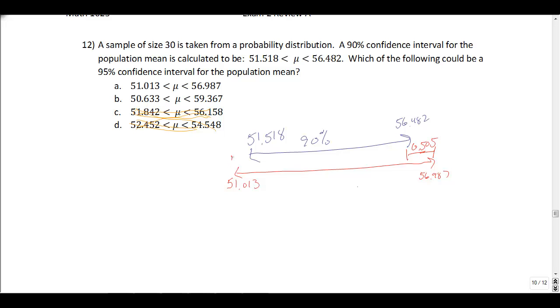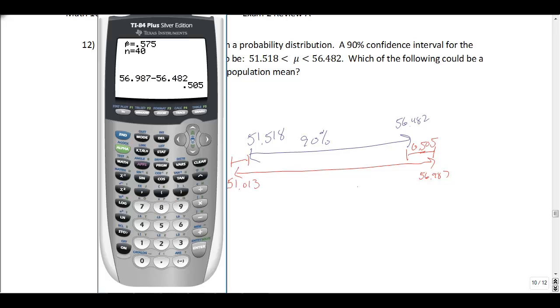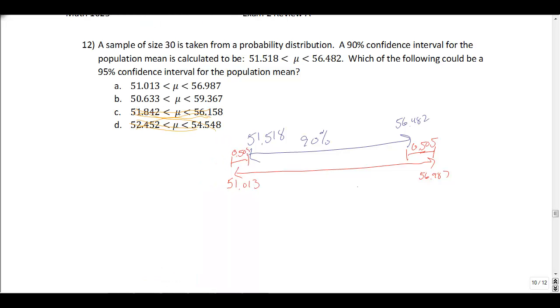Now that should match over here. You can do the subtraction and check: 51.518 minus 51.013 gives 0.505. So those match, which means that one is still in contention. Maybe the other one matches as well. Let's do this one in green. This one gets a bit bigger yet. What I get is 50.633 and 59.367, so we've got these cutoffs here.